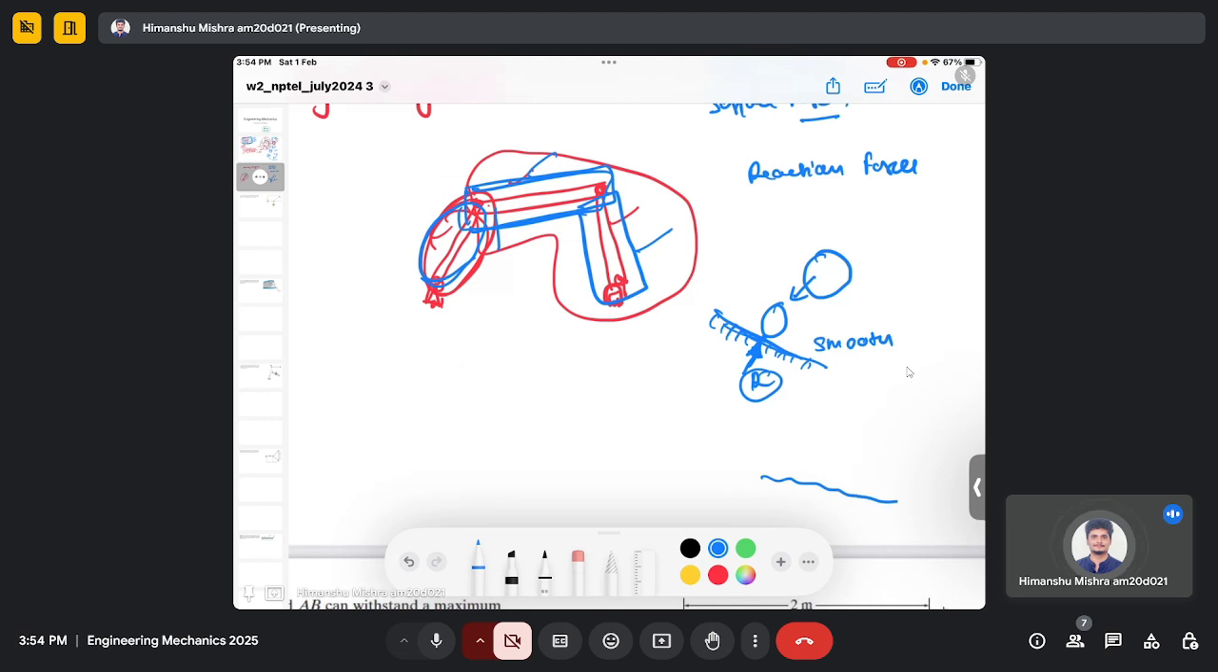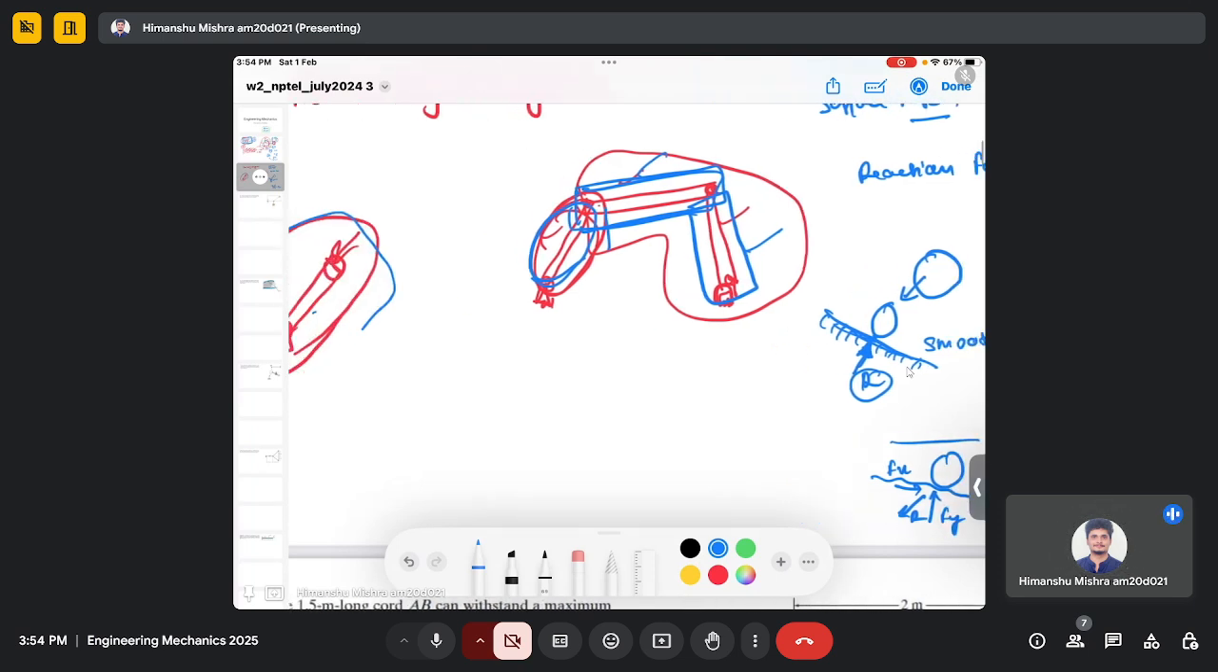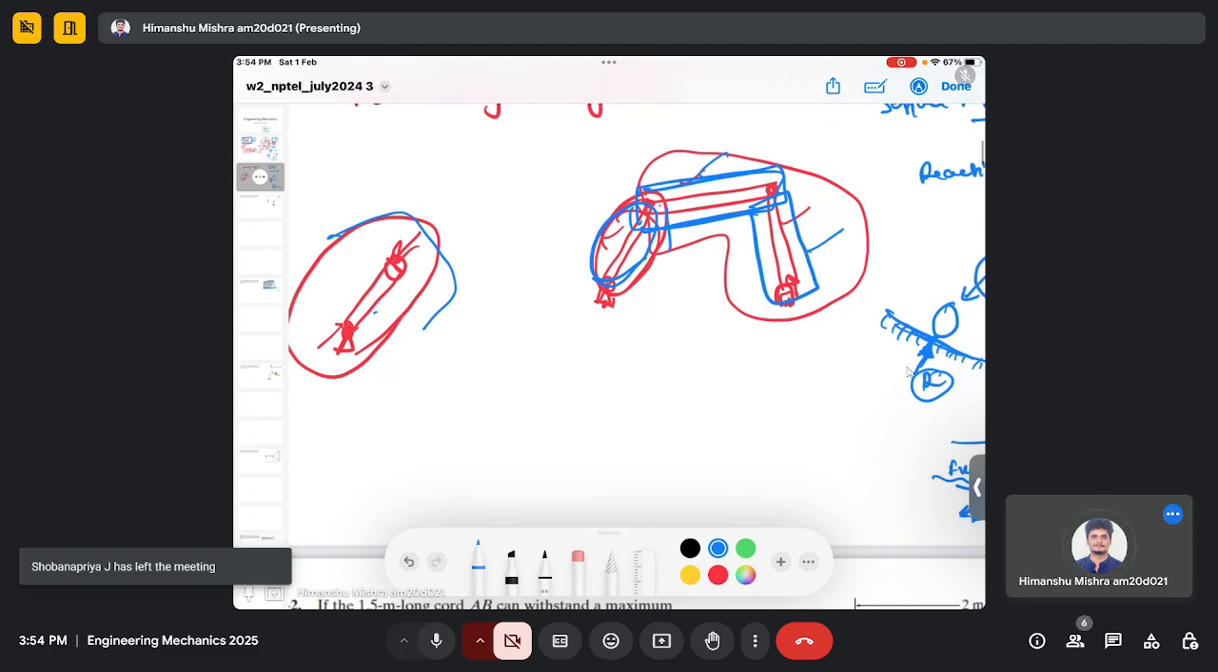But if my wall is non-smooth, then there will be components of R in the vertical and horizontal direction. Let's say Fx and Fy. So while making the free body diagram, you need to consider these reaction forces also. Now there can be other reaction forces from a pin joint.